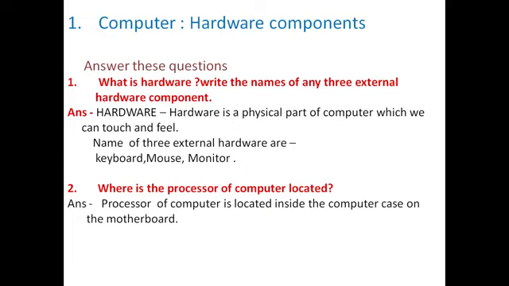First question. Chapter is computer hardware components. Question is, what is a hardware? Write the name of any three external hardware component. The hardware is a physical part of computer which we can touch and feel. Any device that we can touch and feel is called hardware. Example is keyboard, mouse and monitor.